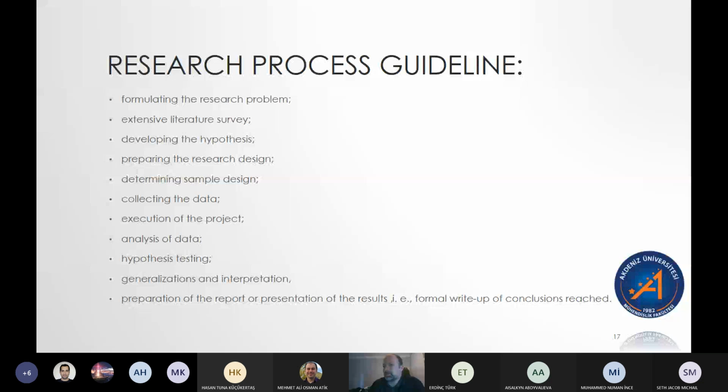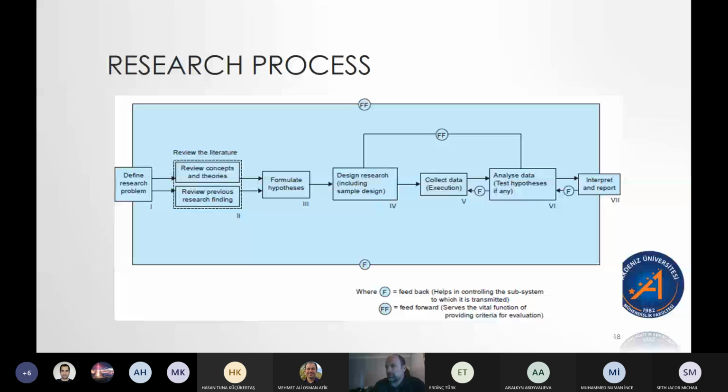Okay, so graphically it would look something like this. This comes straight from the textbook. Each step leads to another. Some of them feed back into previous steps. Some of them we use information from here, from how we design, to understand how we're going to analyze.